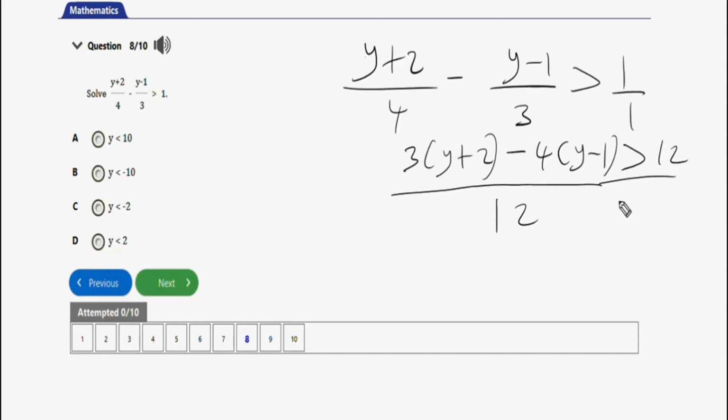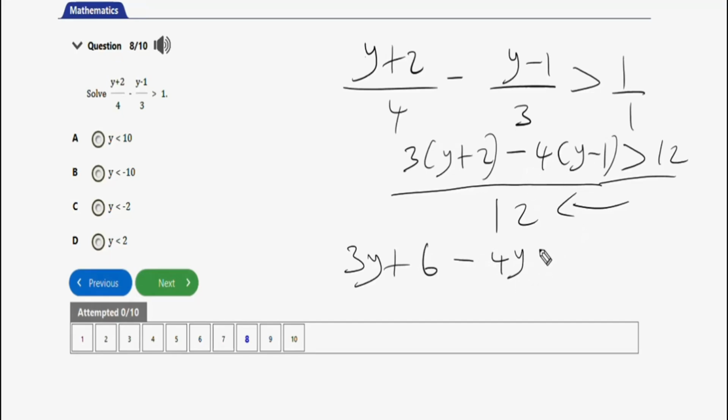At this juncture, this LCM has finished its work. So let's simplify what we have at the numerator. So 3 times y, we're going to have 3y plus 6 minus 4y, minus times minus 1.